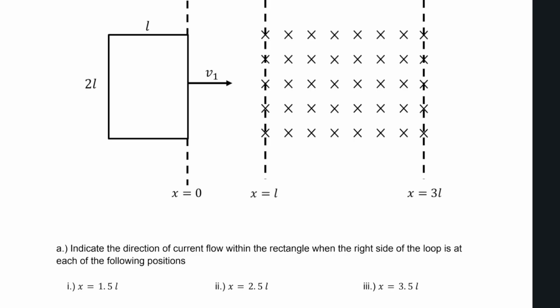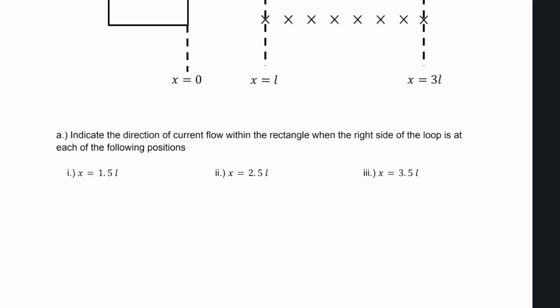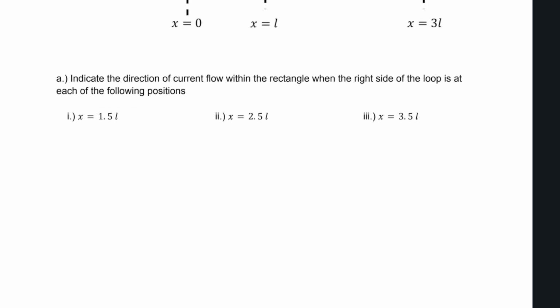So now we're going to look at the direction of current flow within the rectangle when the right side of the loop is at each of the following positions. From this diagram, it's first important to figure out what is going on, meaning when the loop is partially in the field and partially out and fully in, because that's going to help us figure out our induced current if there is any.